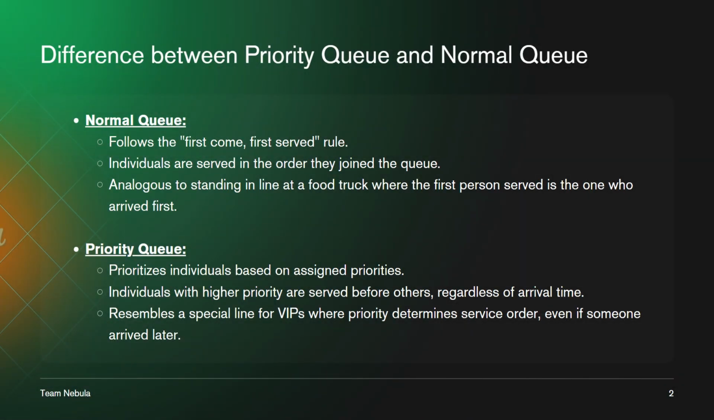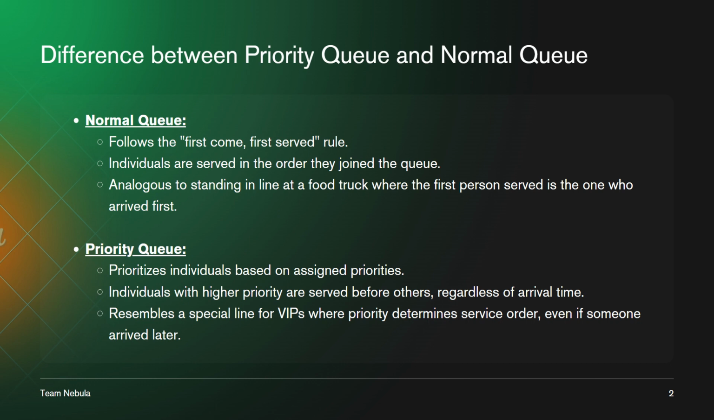Now, let's talk about the difference between a normal queue and a priority queue. So, in a regular queue, the rule is first come, first served. Imagine standing in a line at a food truck. The first person in line gets their food first, then the next, and so on.